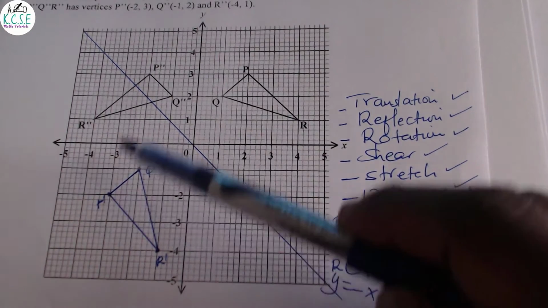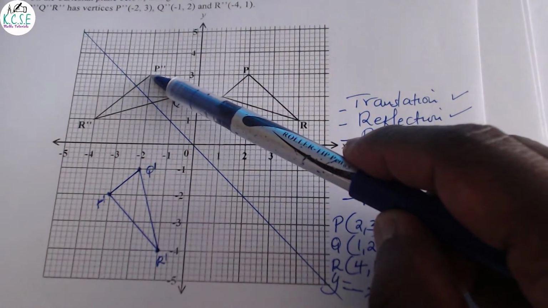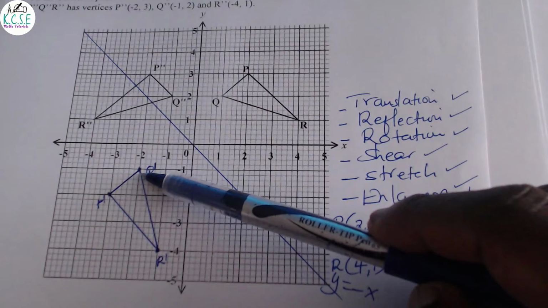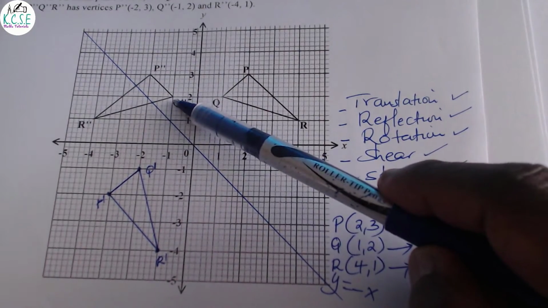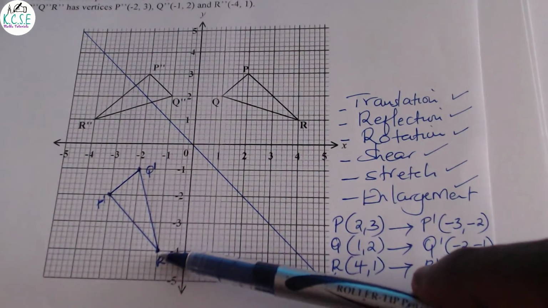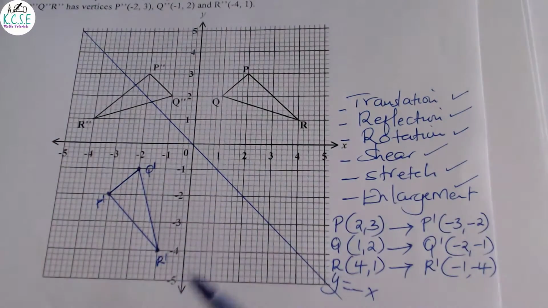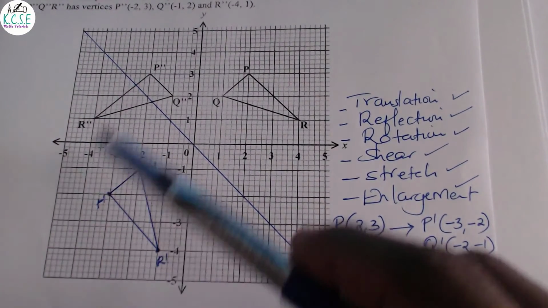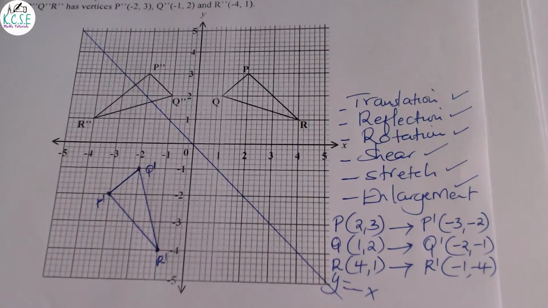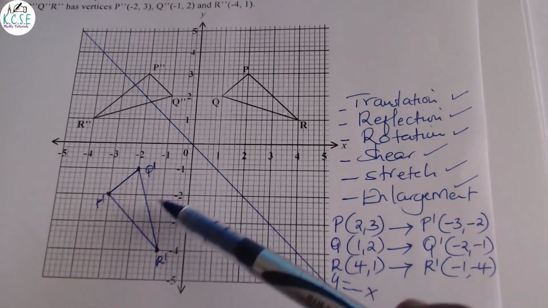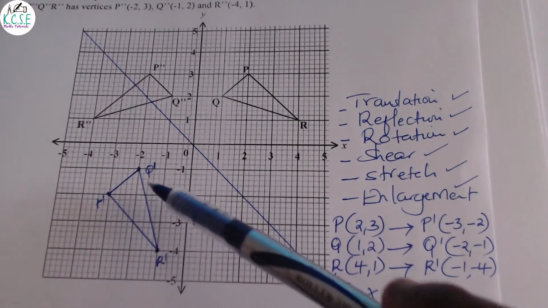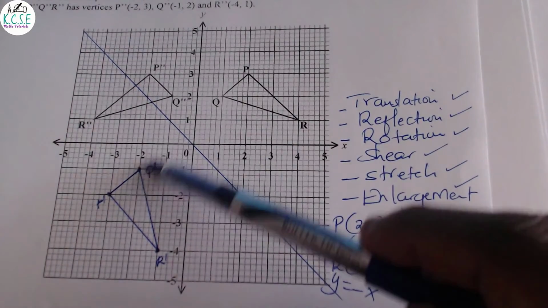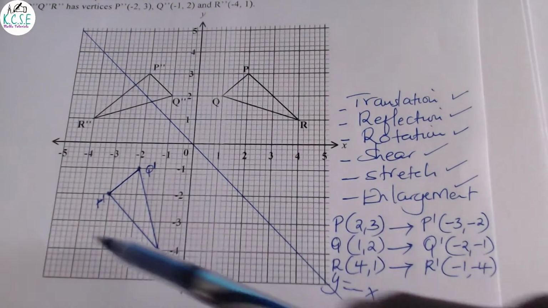Look at the individual points the way they are. P prime is here, P double prime is here, Q prime is here, Q double prime is here, R prime is here, R double prime is there. So you notice, apart from changing position, the points have been rotated. Q is here, Q prime is here, Q double prime is here. So the points have been rotated.